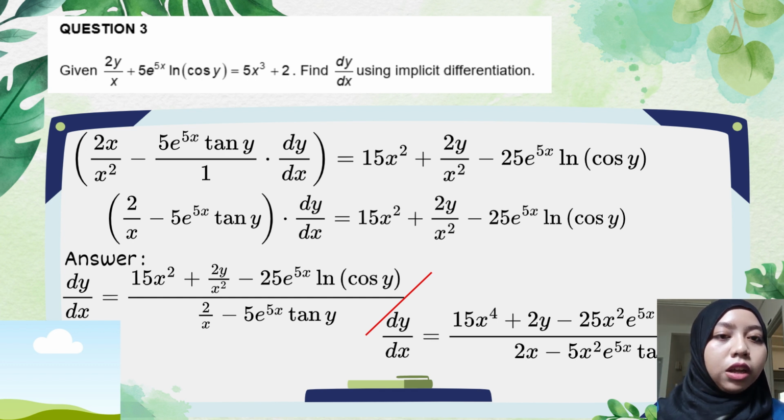For the first answer, we get 50x^2 plus 2y per x^2 negative 2, and for the second, 25e^5x cos y per 2x negative 5e^5x tan y.